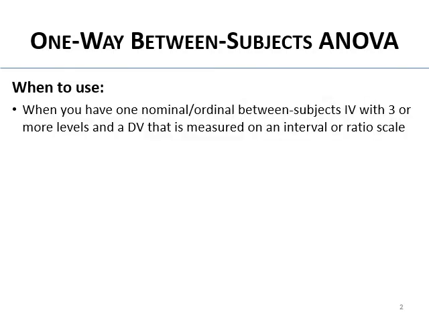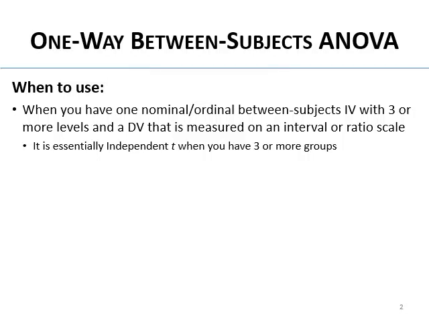So when does one do this between subjects ANOVA? Well, you use it when you have one nominal or ordinal between subjects independent variable, and that variable has 3 or more levels. And you've got a DV that's measured on an interval or ratio scale. So you've got an IV that's 3 or more levels, and you've got a DV that's interval or ratio. So it's basically the same thing as an independent t-test, but when you have 3 or more groups.